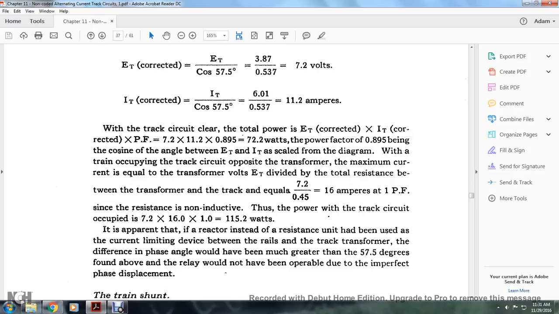With the track circuit, the total power is the ET corrected with the IT corrected with the PF: 11.2 times 0.859 is equal to 72.2 watts, for the power factor of 0.895, being the cosine of the angle between the ET and IT as scaled by the diagram.